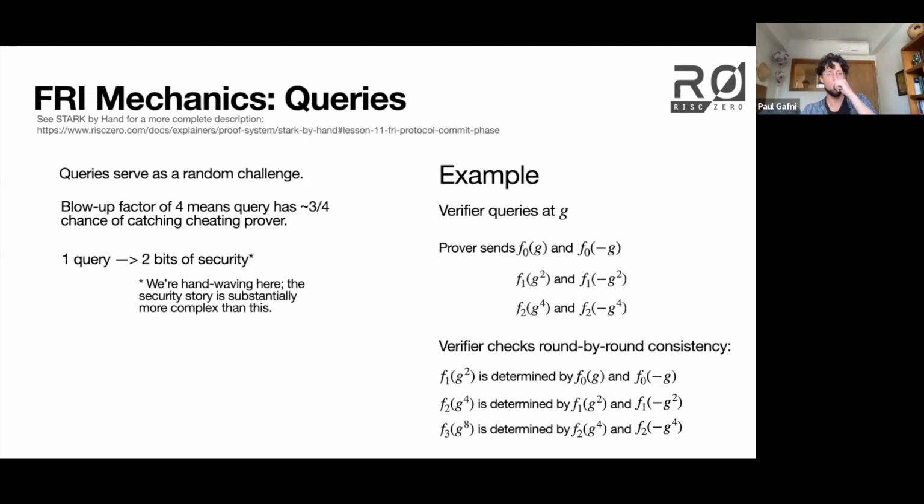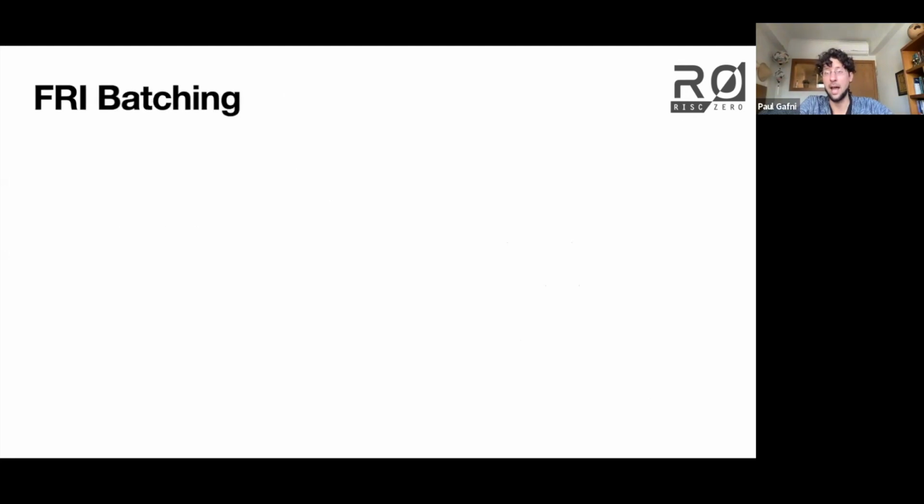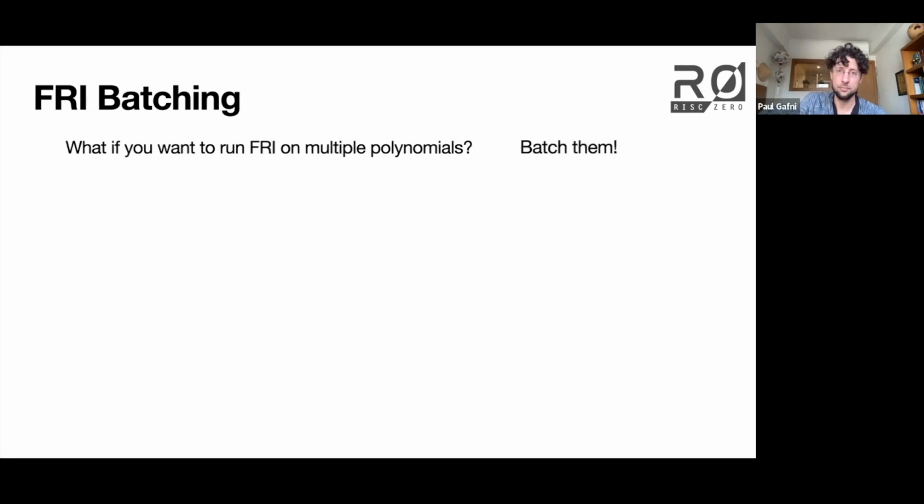There's one more aspect of FRI that I want to touch on before we close, which is this idea of FRI batching. In practice, we don't actually just have one polynomial that we're interested in asserting the low degreeness of. We have a number of polynomials. So what if you want to run FRI on a bunch of polynomials? You batch them.